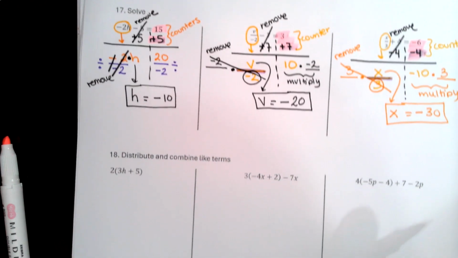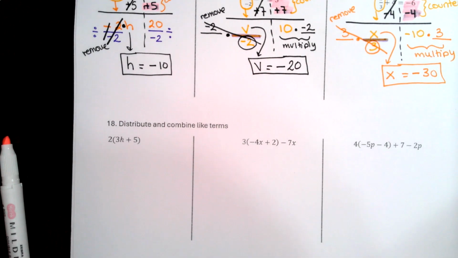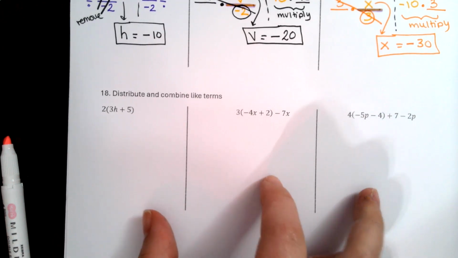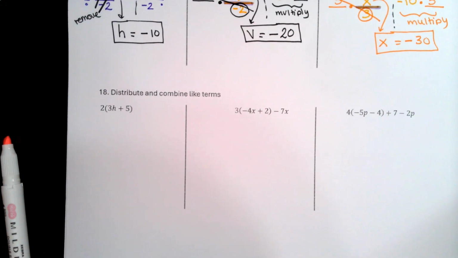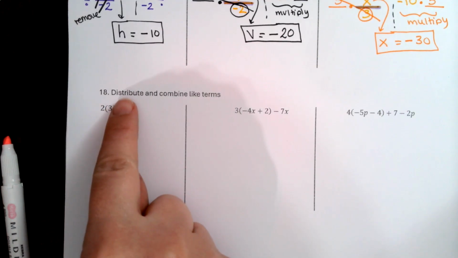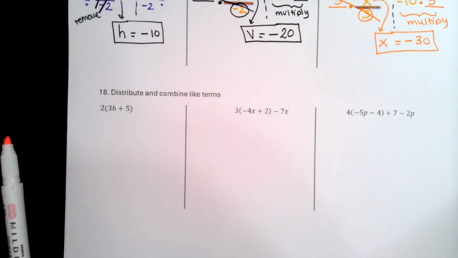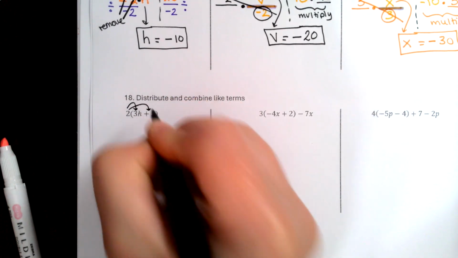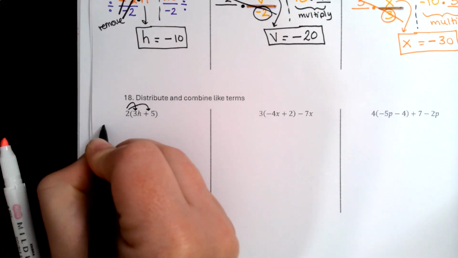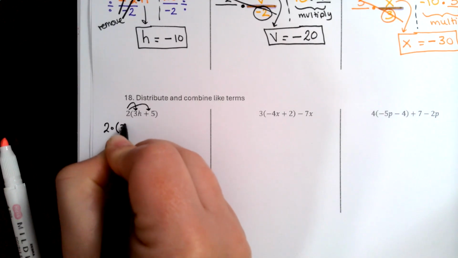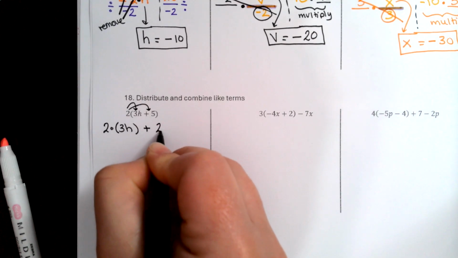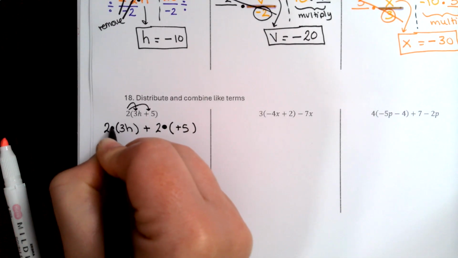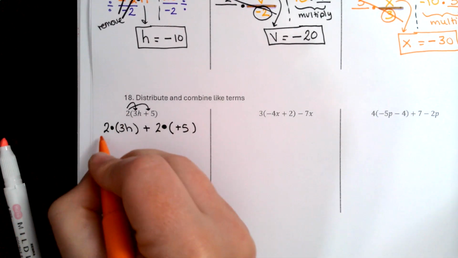Okay, moving on. So this question number 18 is not an equation. Notice that we do not have equals. None of these right here have an equals, right? This is all just an expression. So what they're asking you here is to distribute and combine like terms. So distributive property is where you're going to be multiplying inward that outside number. So for example, we have 2 on the outside, so 2 times 3h and 2 times a positive 5. Now remember, this is multiplication, so we're going to be timesing the numbers together.